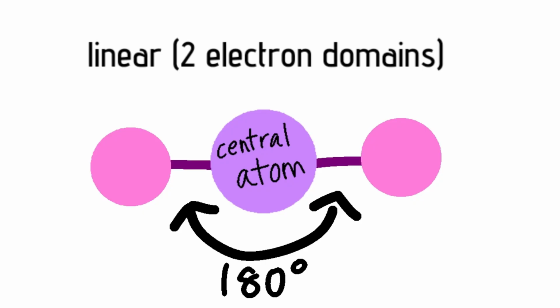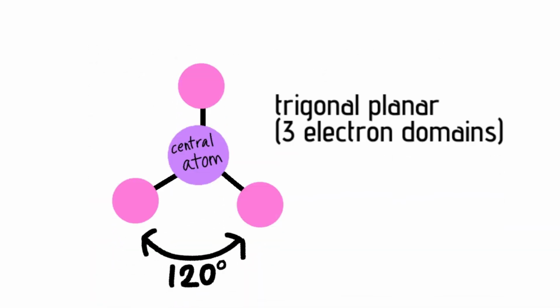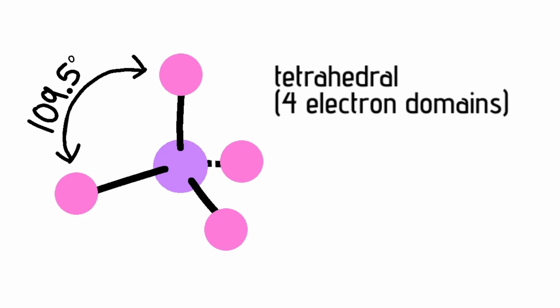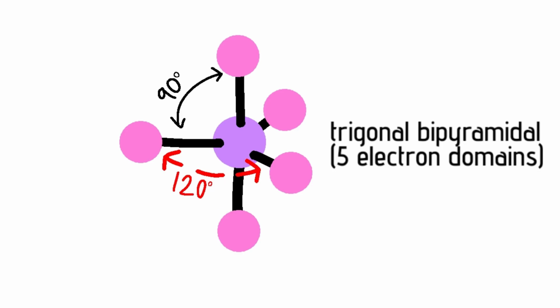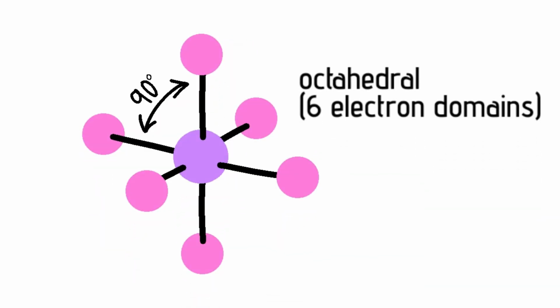A molecule with 2 electron regions is called linear, and the angle between the bonds is 180 degrees. A molecule with 3 electron regions is trigonal-planar, with a bond angle of 120 degrees. A molecule with 4 electron regions is tetrahedral, with a bond angle of 109.5 degrees. A molecule with 5 electron regions is trigonal bipyramidal, with a 120-degree bond angle between these atoms on the midline, and a 90-degree bond angle between these guys over here. Finally, a molecule with 6 electron regions is called octahedral. All of its bond angles are 90 degrees.